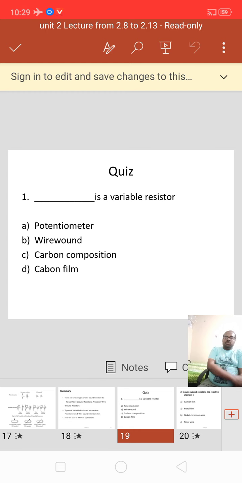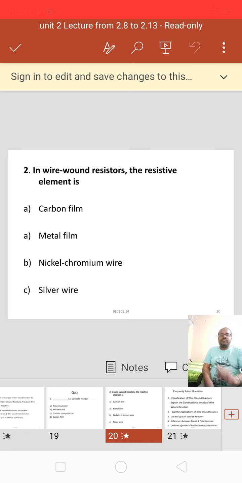First one potentiometer, next wire wound resistor, next carbon composition resistor, carbon film resistor. By seeing all these, the answer suitable for this question is A, potentiometer. Potentiometer is a variable resistor. We already learned this in the earlier slides also.